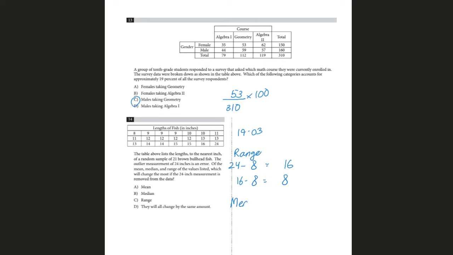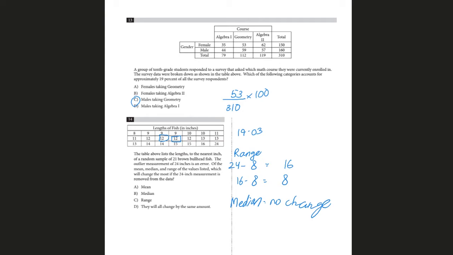Let's see what happens to the median. Basically, they've already sorted the lengths in ascending order, so you just have to find the middle value. So when it comes to 21, the value we should be looking at is 1, 2, 3, 4, 5, 6, 7, 8, 9, 10. This is the middle value. So 12 is the initial median. If we remove 24, the middle value will still be 12. So median, no change.